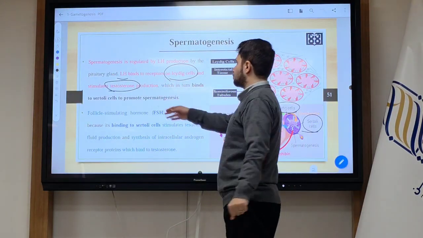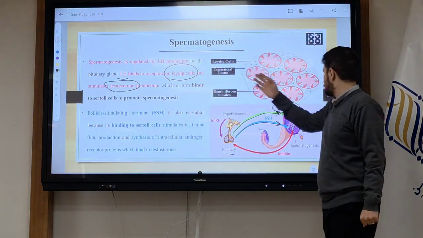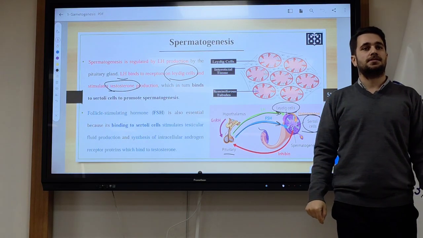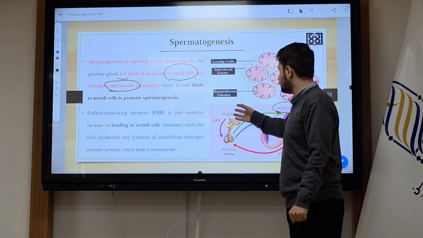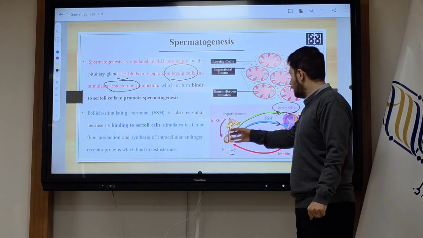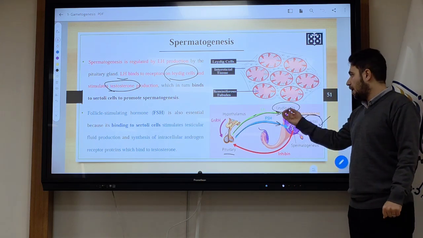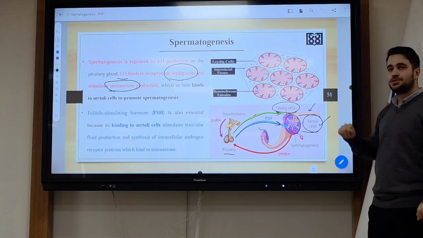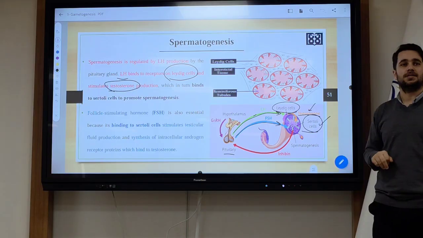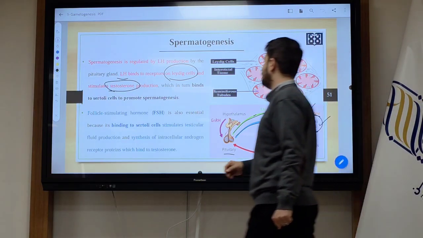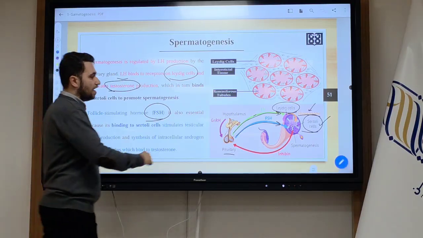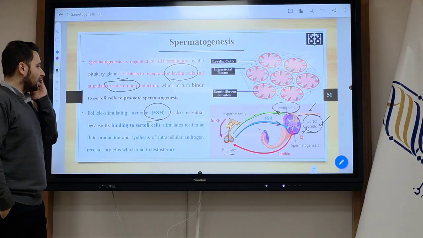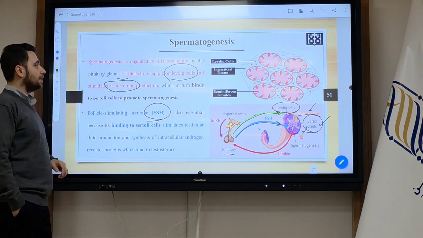To make testosterone. So after the testosterone is made, this testosterone comes and attaches to Sertoli cells. So from the hypothalamus, the pituitary gland secretes the LH and FSH. LH attaches to the Leydig cells and causes the secretion of testosterone, and this testosterone affects the Sertoli cells. And also we have the FSH. Again, FSH comes and affects the Sertoli cells. So both of them, LH and FSH, are involved in spermatogenesis.